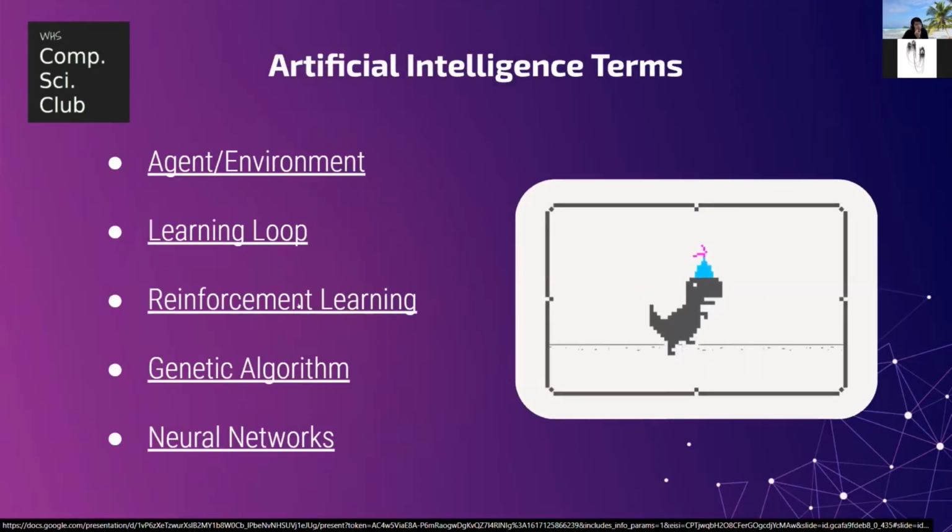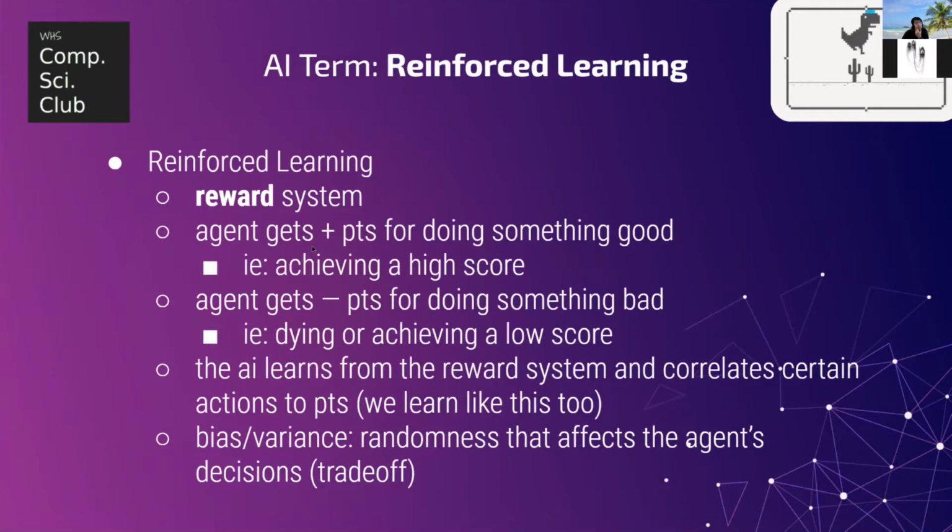And then reinforcement learning. This is a pretty big concept and it's pretty important. So this is the reward system that I was just talking about. Basically, your agent gets plus points for doing something good. So if it achieves a high score or survives for a long time, we'll give it plus points. It gets negative points for doing something bad. So for example, if your agent dies or achieves a low score, we subtract points, or we give it negative points, right? And obviously, the more points the agent gets, the happier it is, the better it is. And so it wants to get as many points as possible. The AI learns from this reward system and correlates certain actions to points. And we do this too, right? So, how did we learn to walk? How did we learn to speak? All of this stuff, if you think about it, right?